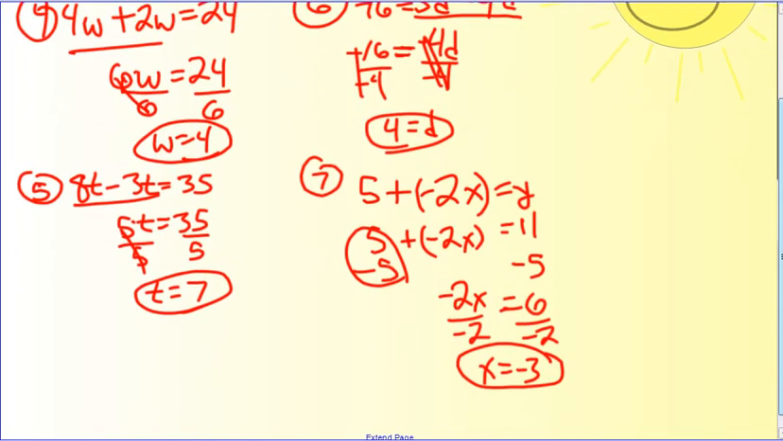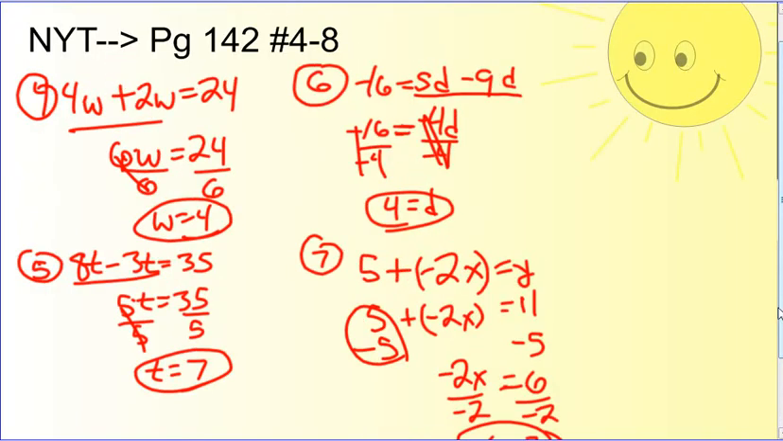We've got number 8 to do. I can probably squeeze it over here someplace. Number 8. It says the output of a function is 4 less than, actually I have to think about that one. 4 less than 4 times the input. Equals y.